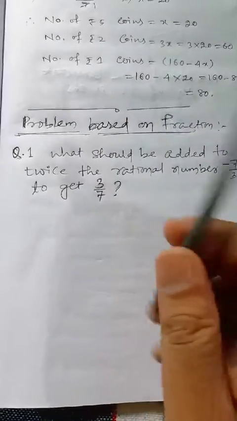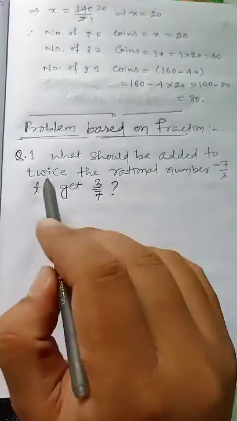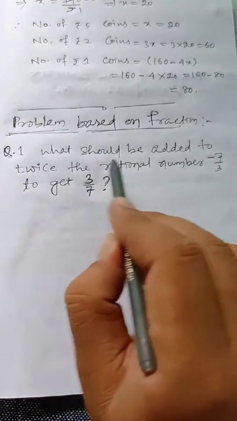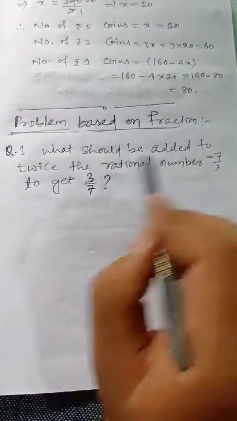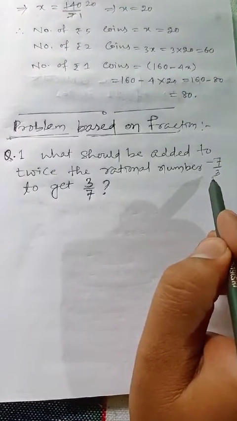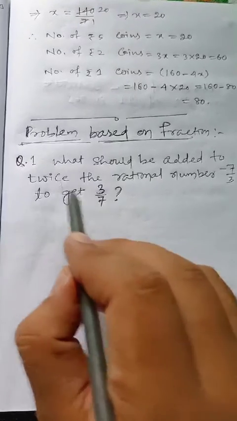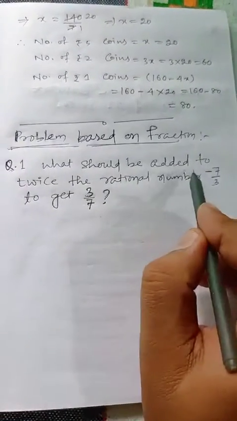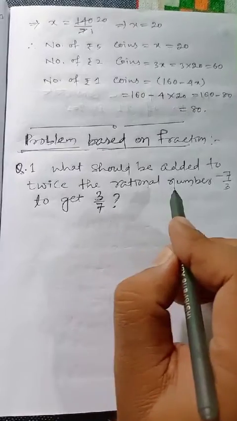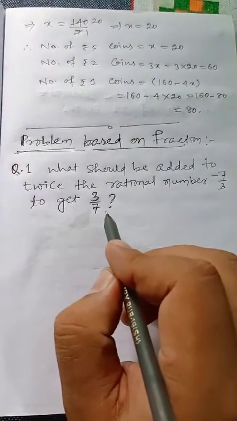So, here the first question is a problem based on fractions. The question is: what should be added to twice the rational number minus 7 by 3 to get 3 by 7? Again, I will read. What should be added to twice the rational number minus 7 by 3 to get 3 by 7?